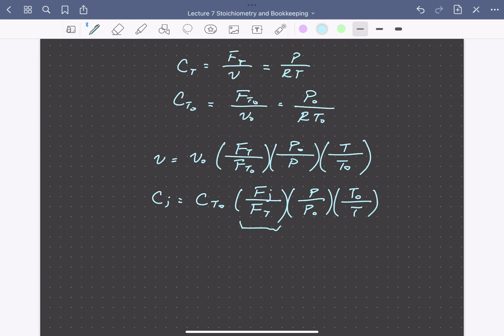So now we've arrived at expressions that we can use to relate concentrations to conversions such that we can insert conversion into our rate equation and solve reactor design problems. So we'll see an example of this in the next video.